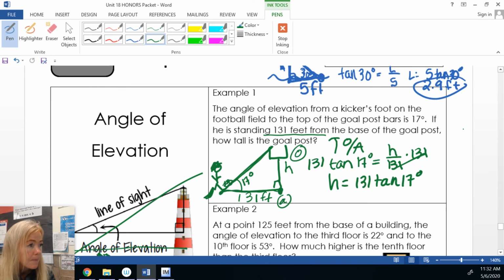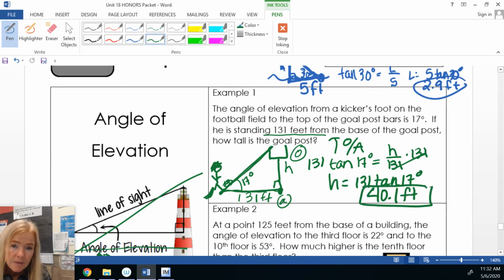And the calculator, I'll just put it in: 131 tangent 17 is 40.1. And is that feet? I believe it's feet. All right, so 40 feet. He's standing that far from the base of that goalpost.